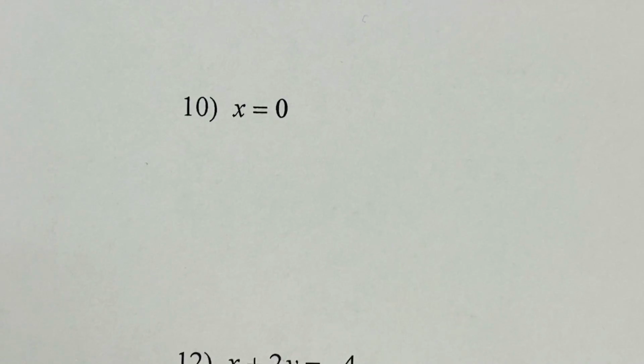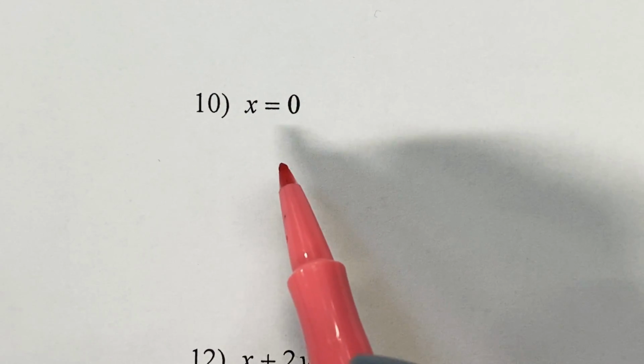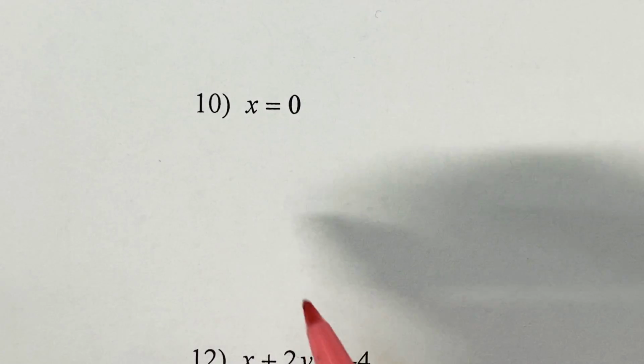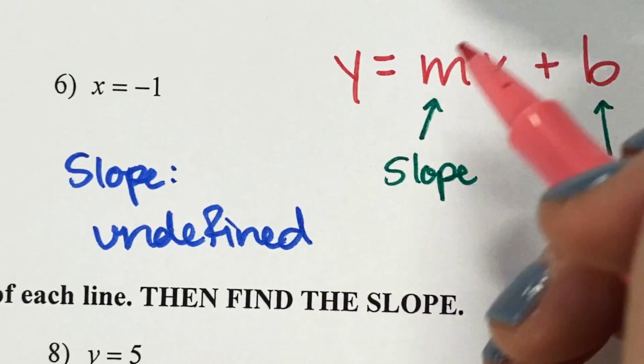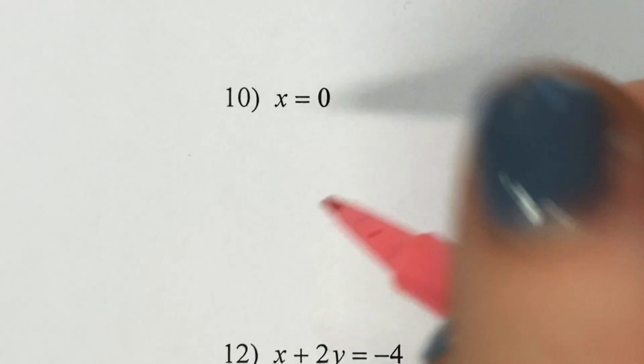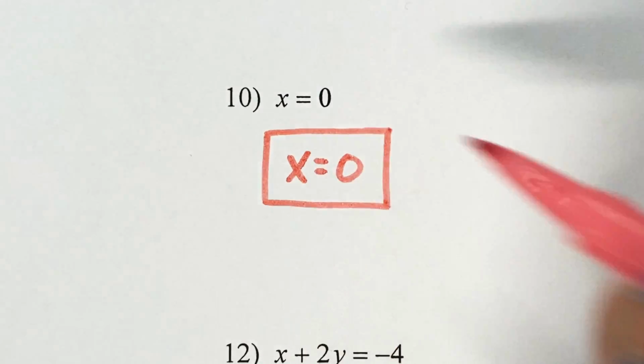Okay, what about number 10? Do we need to rewrite it? No, actually, this one is already in slope-intercept form, but there's no y. We'll talk about that in a second. So we're just going to leave this as x equals 0.